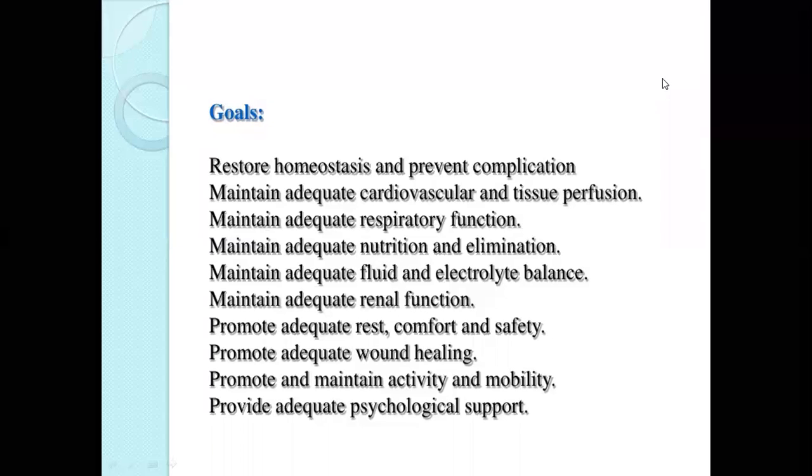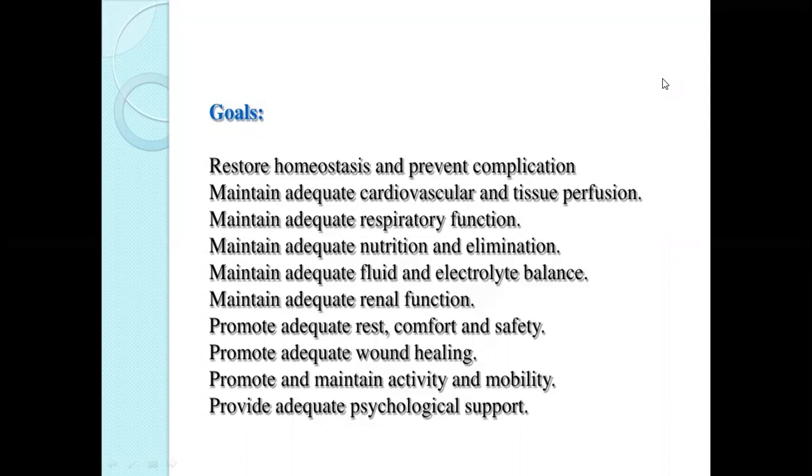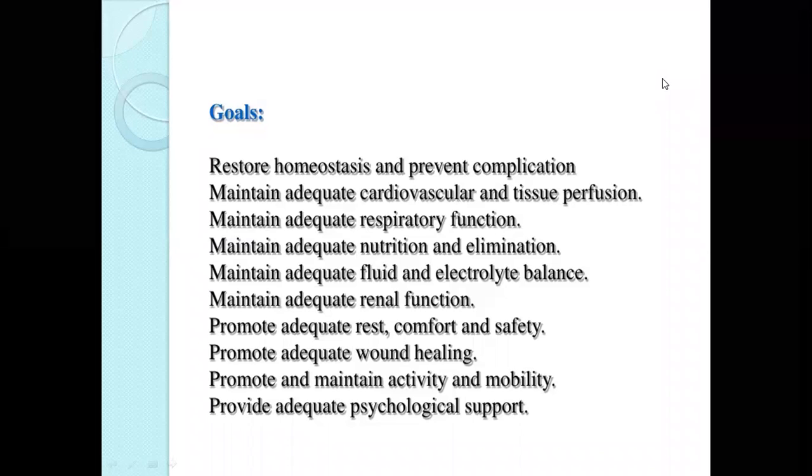So that is because patients after the surgery might have some respiratory dysfunction, like they might have a decrease in the oxygen supply in the body. So for that we need to give them some oxygen, and also we'll try to maintain his respiratory function. Maintain adequate nutrition and elimination, okay. Then to maintain adequate fluids and electrolyte balance.